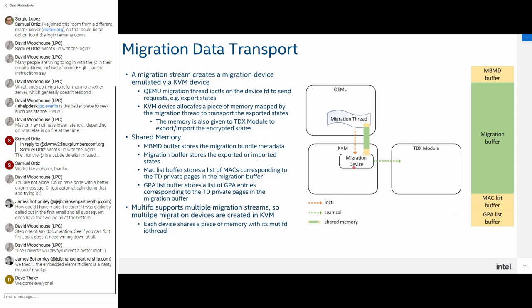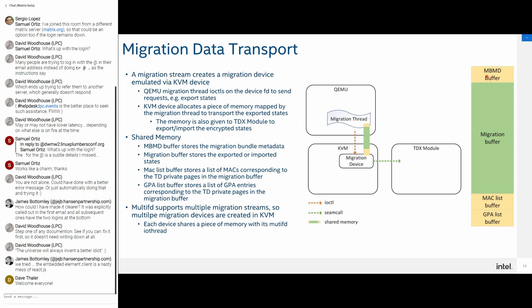When the QEMU migration thread receives, it checks the bitmap and finds a dirty page, and finds that, for example, it is a private page. So it sends a request through this device FD to the KVM side migration device. Then the migration device will use SEAMCALLs like export page. It's a SEAMCALL exposed from the TDX module to export the data. Then the TDX module will use the encryption key, which was set by the MicroTD in the pre-migration stage, and encrypt that data and put the encrypted data in the migration buffer, which is given by the KVM device. And it also creates some kind of header.